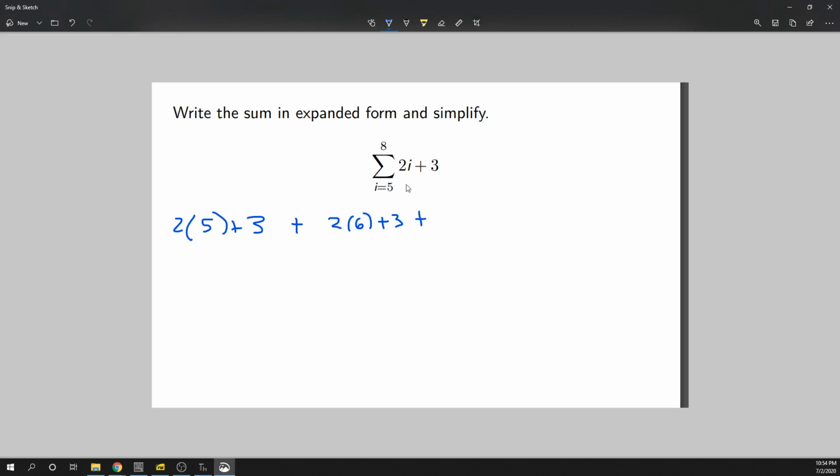Then increase the index variable by 1 to 7 and plug that in. So plug in a 7 for i. And then increase the index variable by 1 to 8, plug that in.